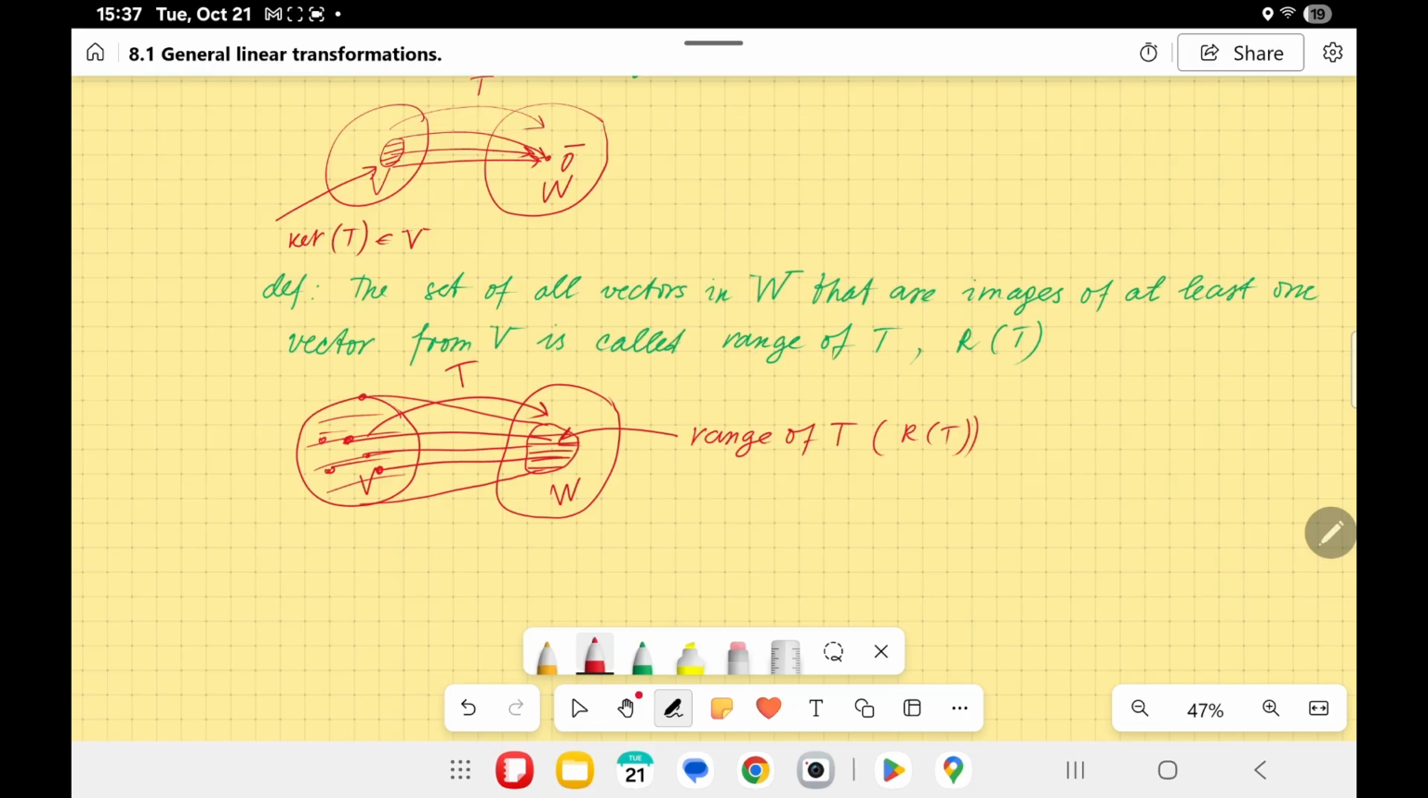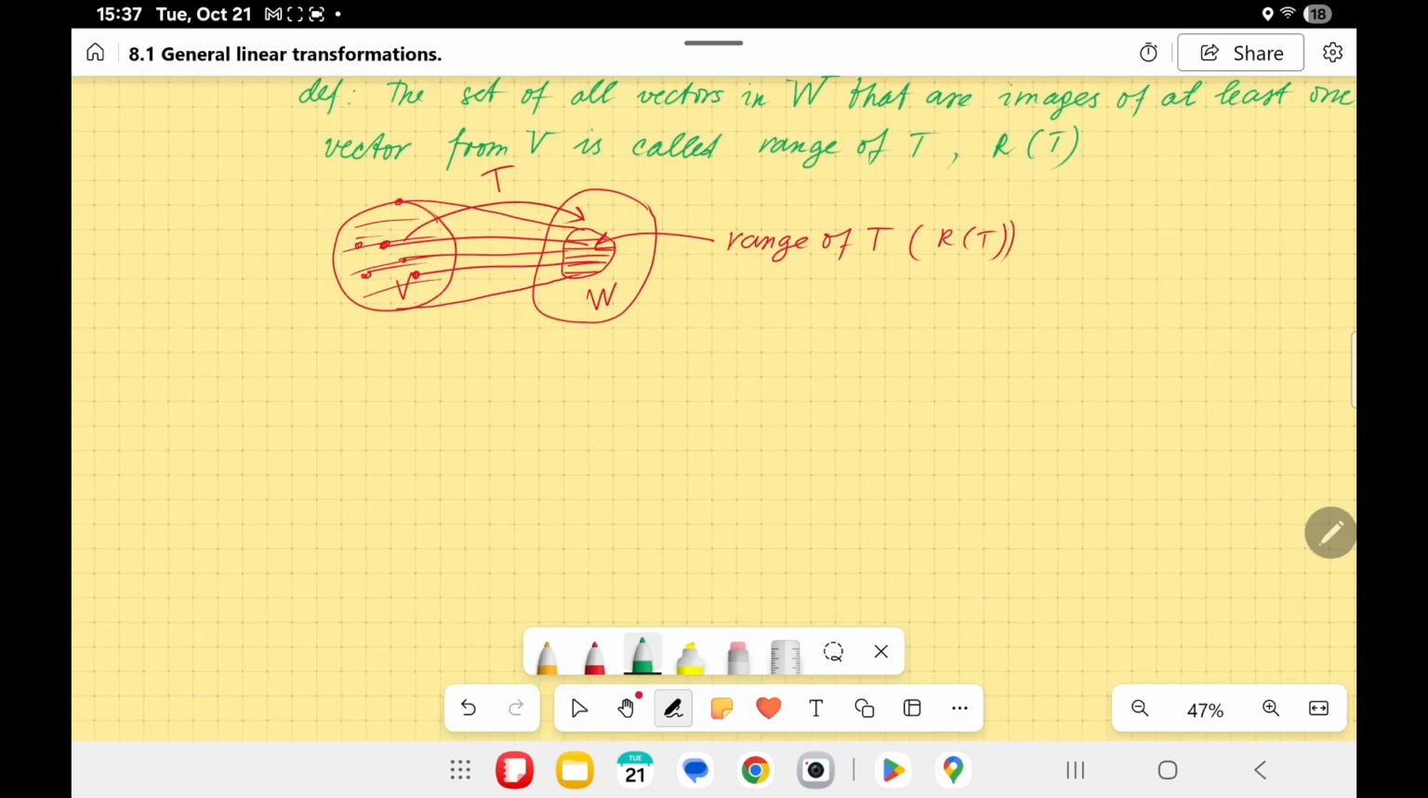Okay, so let's consider matrix transformations as an example, like what is going to be kernel and what is going to be range. So my first example number one, matrix transformation TA, well, I don't know, from Rn to Rm.